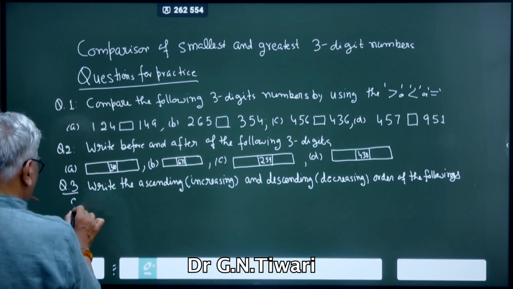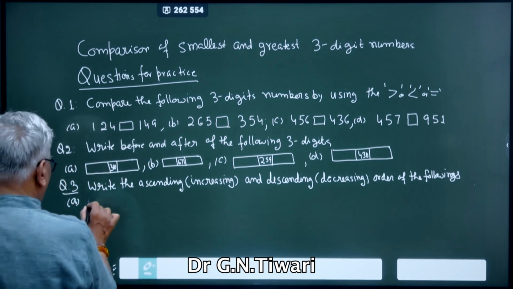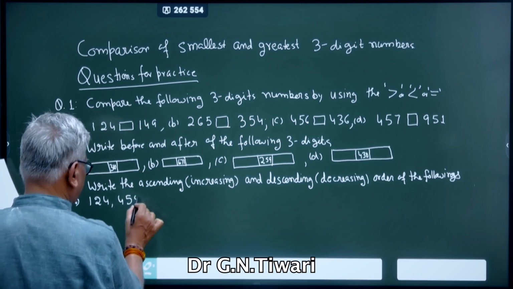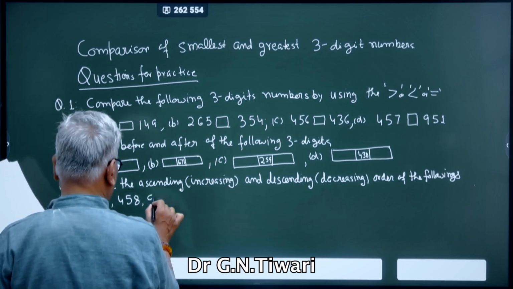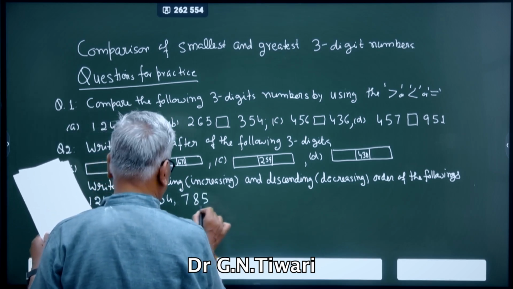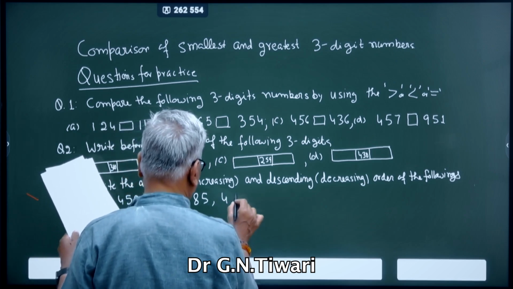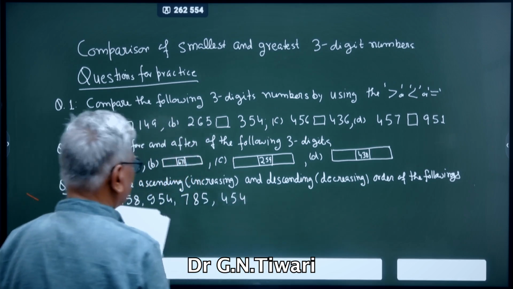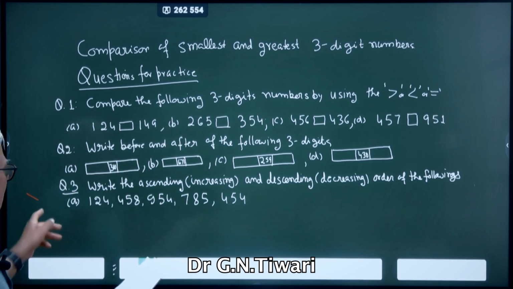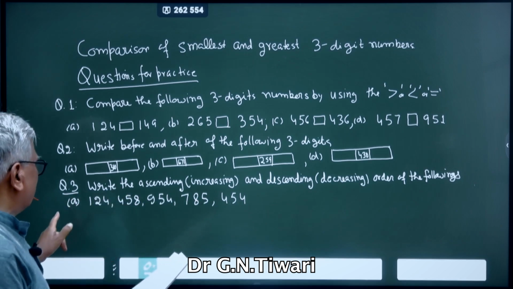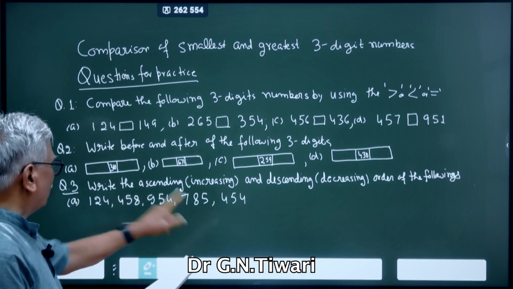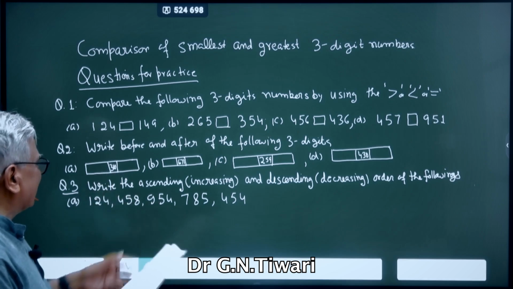A: 124, 458, 954, and 785, and 454. So, first write OTH and then compare like H. First compare the H. That means H, 9 is the largest, then 7, then 4, 4, then 1. Then compare the second digit. So you follow this thing.